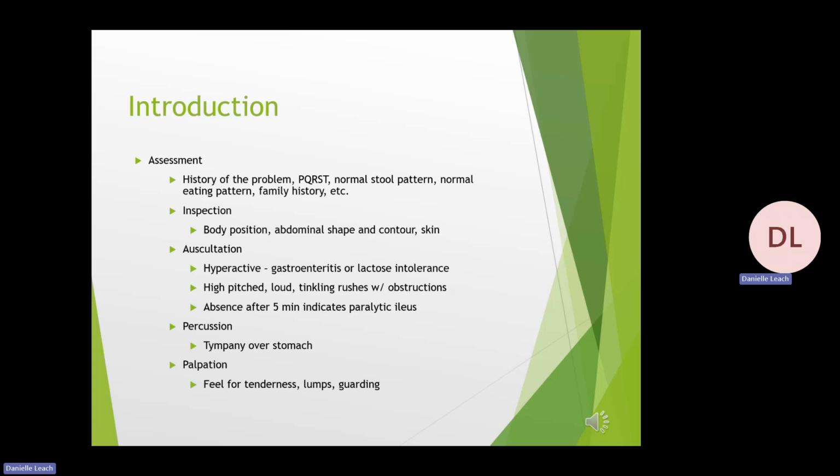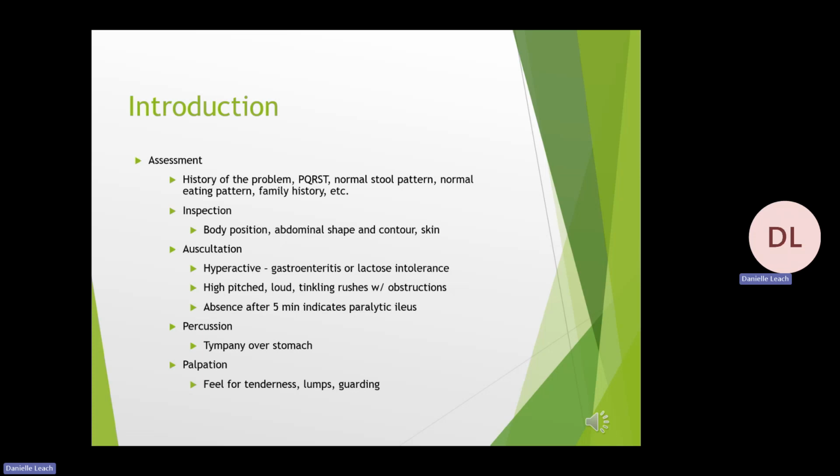Next, we would auscultate. We want to hear normal active bowel sounds, which are sounds of normal peristalsis. If we hear hyperactive bowel sounds, that could be a sign of many different things, but commonly gastroenteritis: do they have some sort of GI bug that's causing them to have diarrhea or vomiting? Or it could be something like lactose intolerance. If we hear high-pitched, loud, tinkling rushes, those are sometimes indicative of something obstructive. So do they have a bowel obstruction, which we'll talk about in more detail in a little bit.